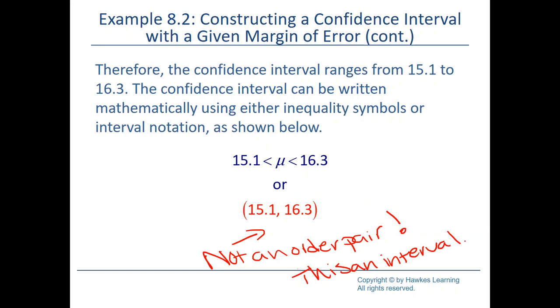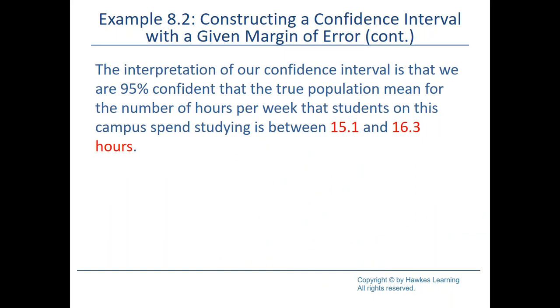Okay, so how would I actually write that in words as well? The interpretation of our confidence interval is that we are 95% confident that the true population mean for the number of hours per week that students on this campus spend studying is between 15.1 and 16.3 hours.